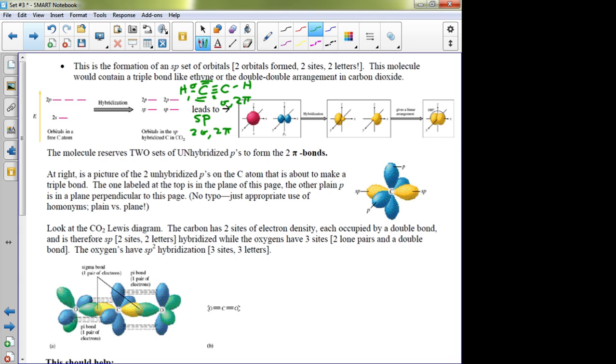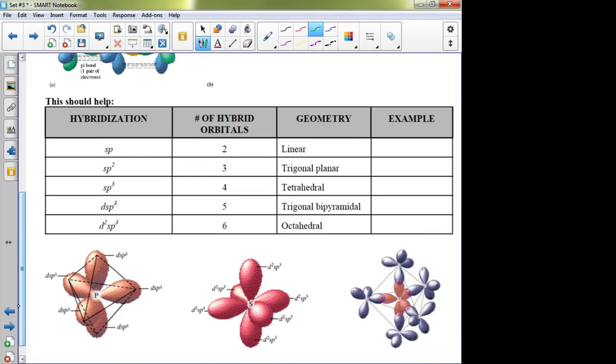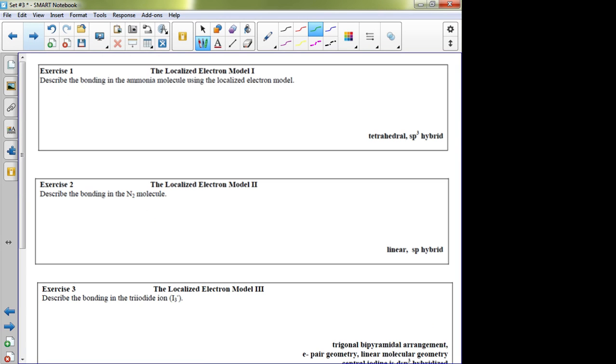Where did that come from? Remember, I've got these 4 in a regular carbon. What happened was 2 of them hybridized. That's where I got my 2 sigma here and here. And then 2 of them did not, and that's where I got my 2 pi bonds. Okay? I'm not necessarily concerned that you understand all of that. Let's start with exercise 1.